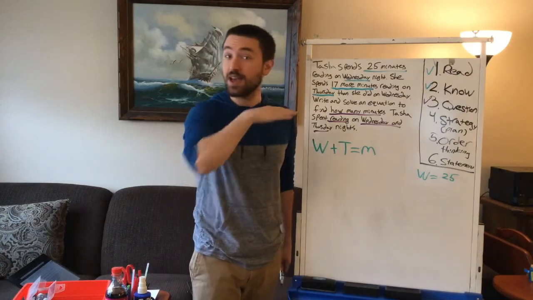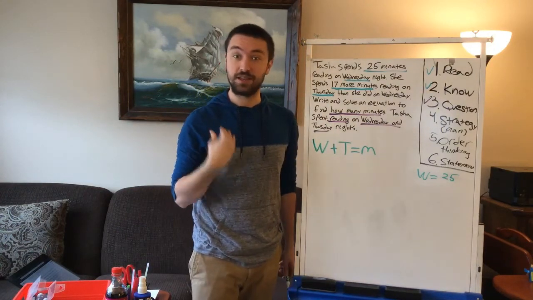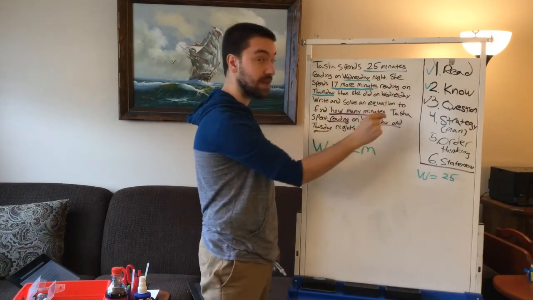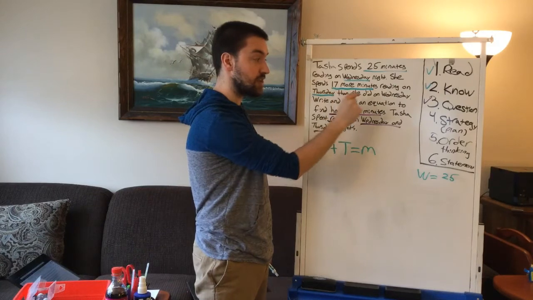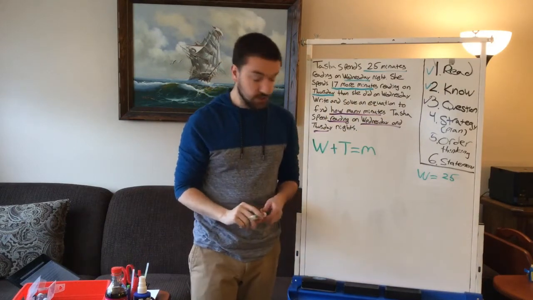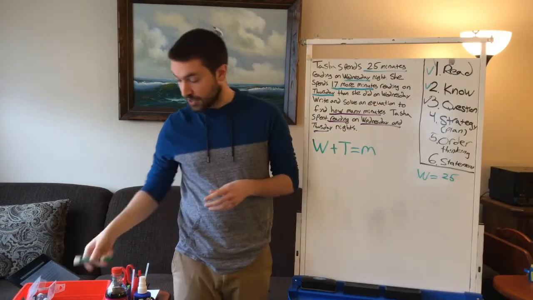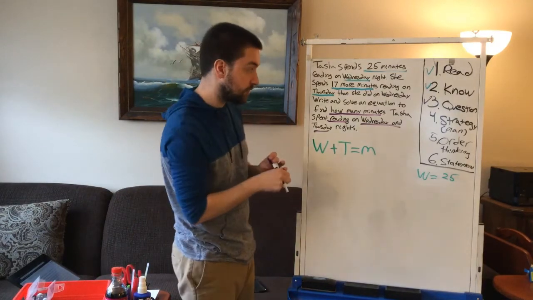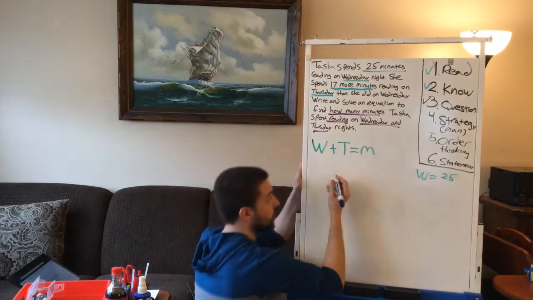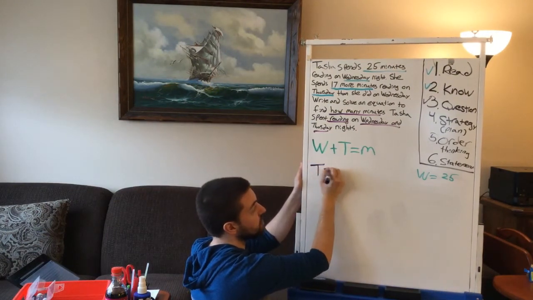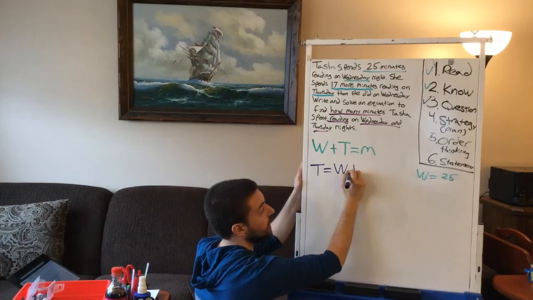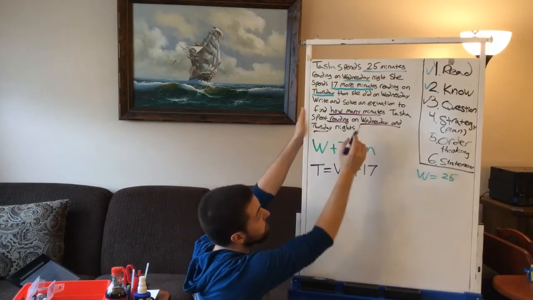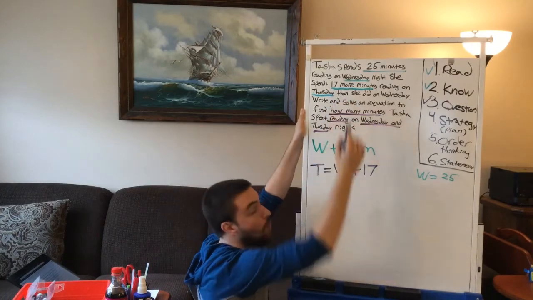Because Thursday was not 17 minutes. That's not what the question says. It says that she read 17 more minutes on Thursday than she did on Wednesday. Which means to figure out how much she read on Thursday, we have to do a little bit of math. We know that Thursday is going to equal Wednesday plus 17. And I know this because it says 17 more.